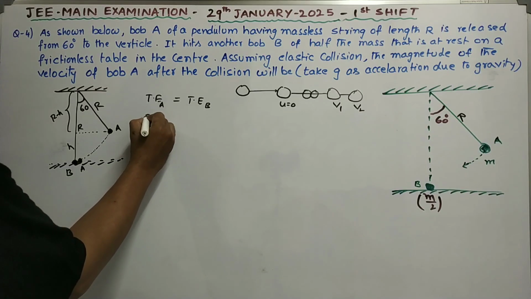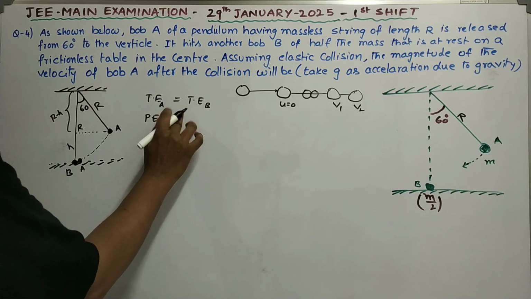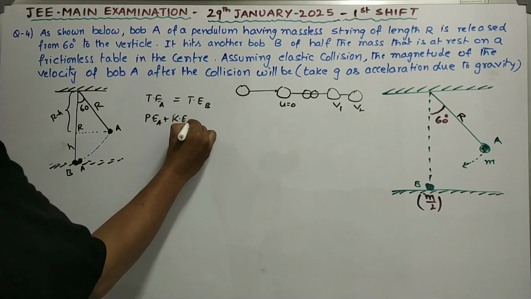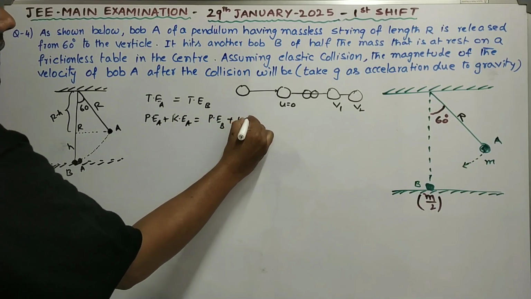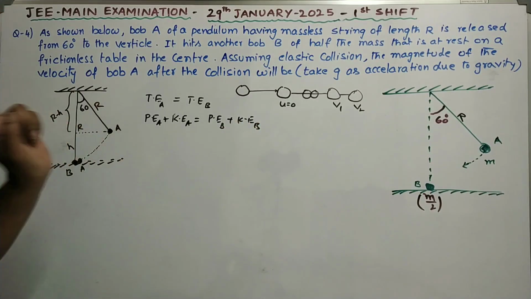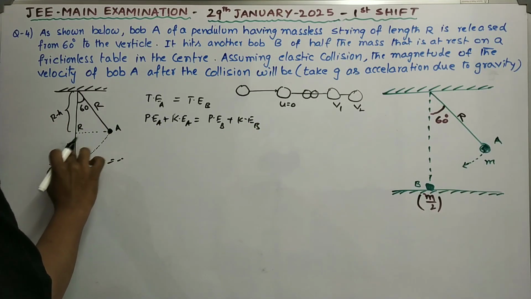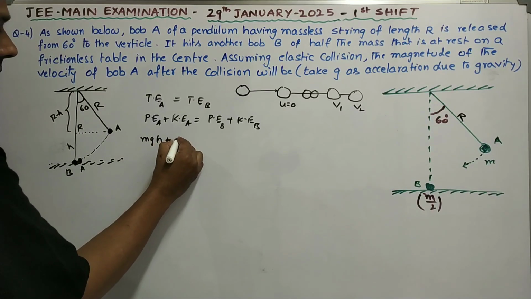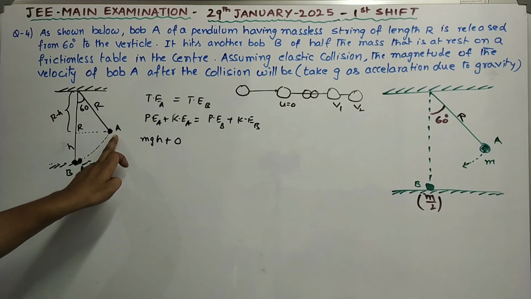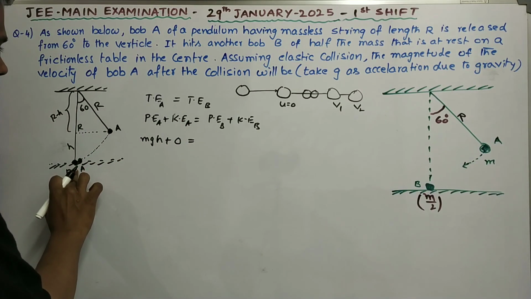So what is total energy? Potential energy at point A plus kinetic energy at point A is equal to potential energy at point B plus kinetic energy at point B. Okay, right. What is the potential energy? The bob is at a height h. So the potential energy here is mgh plus 0. Why? Because it is initially at rest. So what is its initial kinetic energy? 0. So this is equal to the energy at B.